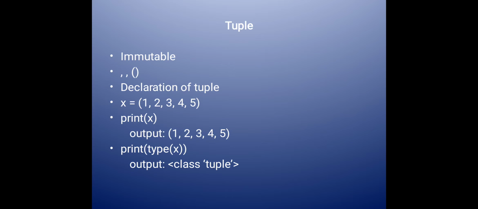Next comes the declaration of a tuple. We can declare a tuple in many ways. We can go through them one by one. The first one: I have taken x is equal to a tuple of elements 1, 2, 3, 4, 5. Then while printing x, the output will be a tuple of 1, 2, 3, 4, 5. That means in this case we simply assigned a tuple value to a variable called x. Here we can also use the type function to get the type of this variable x. So print of type of x, the output will be class tuple.